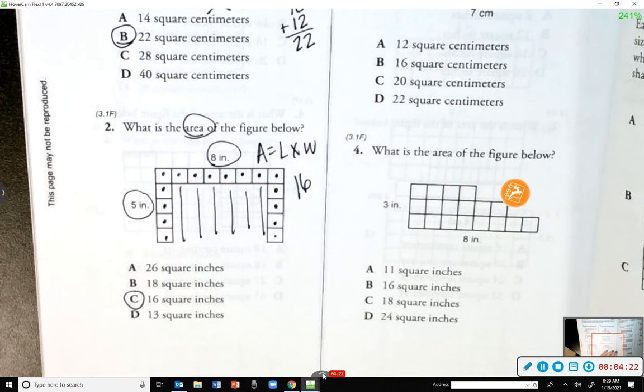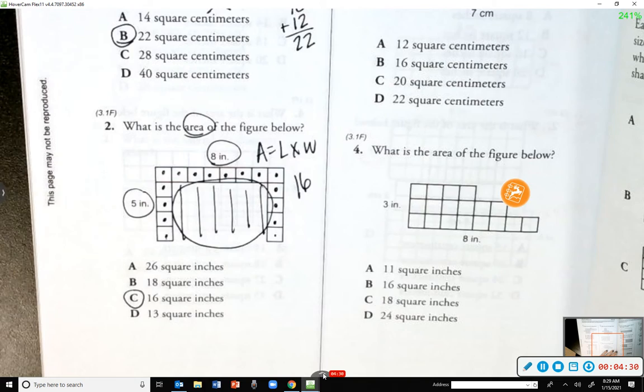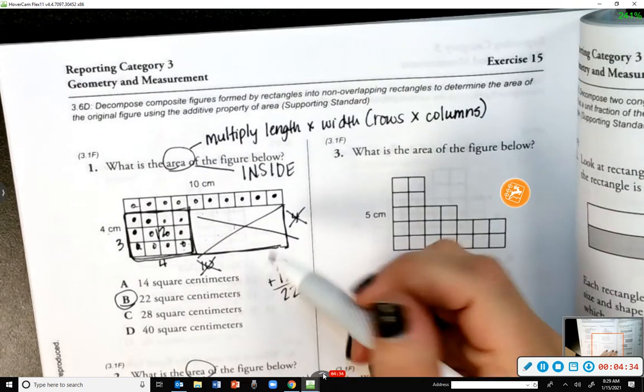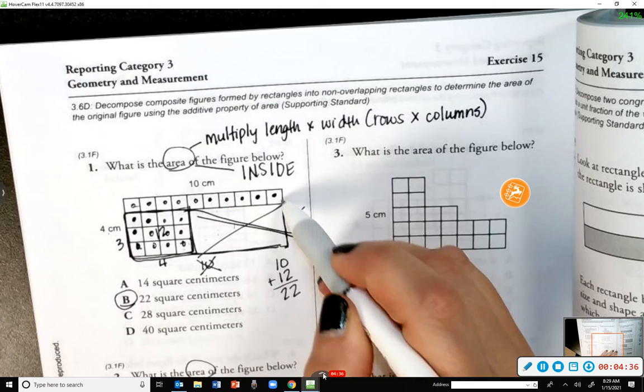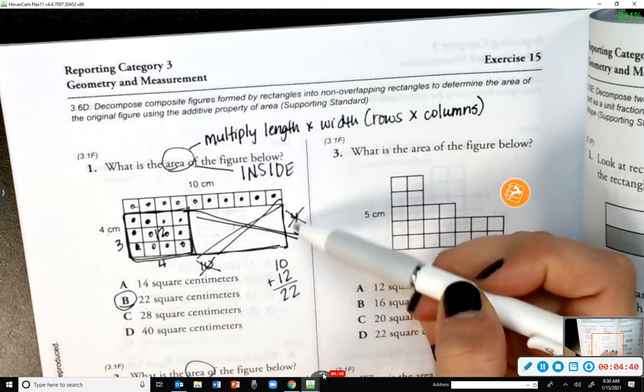Bryson? Because it doesn't have the squares. It doesn't have the squares here in the middle? Yes, it's not a complete rectangle. Okay, we just said that up here. We can't do 10 times 4 because it's not a complete rectangle. It doesn't have 4 going all the way across. Okay?